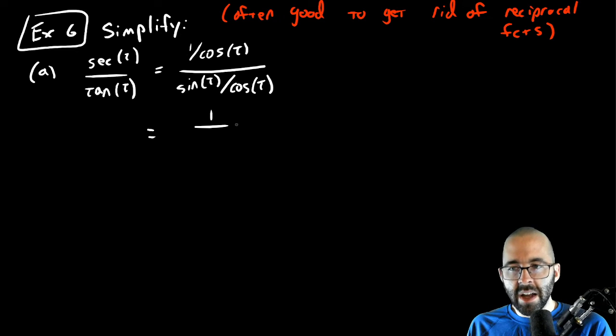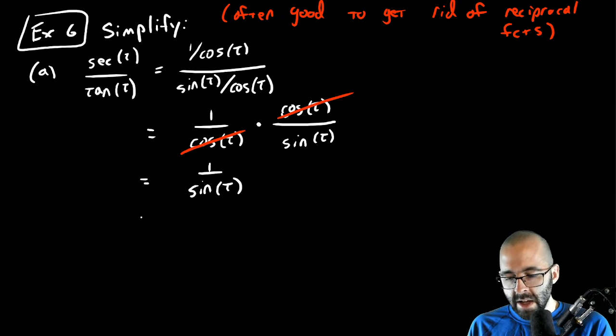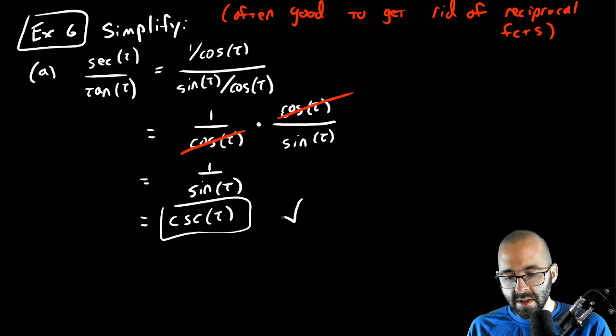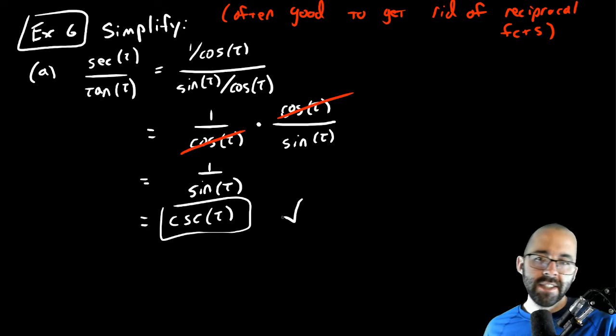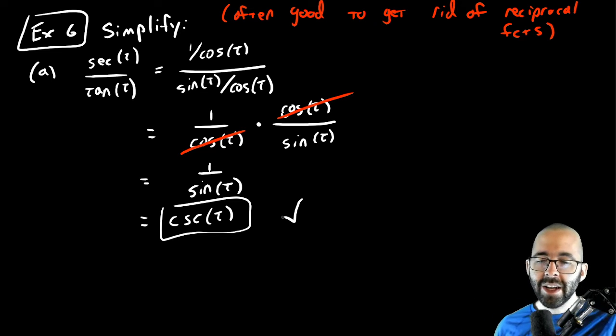We have fractions divided by fractions. That's the numerator fraction divided by the denominator fraction. And dividing fractions is the same as multiplying by the reciprocal. So let's multiply by the reciprocal, and by golly, we got some cancellation on our hands. We're just left with 1 over sine t. And we have a special name for that. That's the cosecant. So secant over tangent is actually just the same thing as cosecant. And again, this is just a little taste of something we're going to be doing a lot more later on.